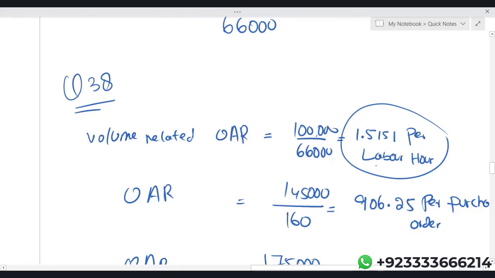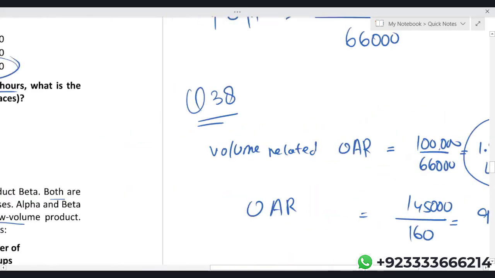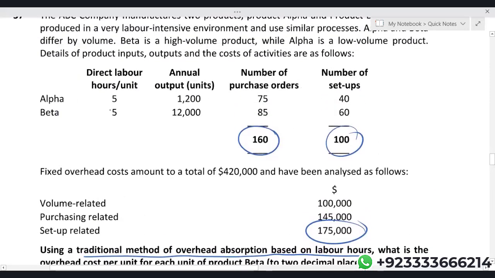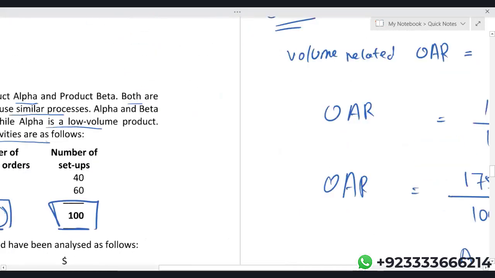At 1.515 per labor hour, how many labor hours do we need to produce 1,200 units of alpha? Simply 5 multiplied by 1,200, that is 6,000. And this is 60,000. Total is 66,000. So come here.